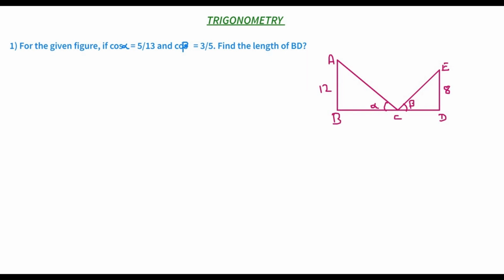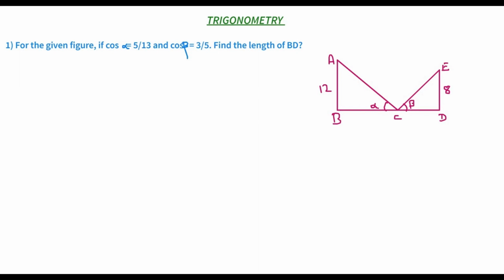So now let's see the first question for today. For the given figure, if cos alpha equals 5 by 13 and cos beta equals 3 by 5, find the length of BD. So our question is, cos alpha equals 5 by 13 and cos beta equals 3 by 5, find the length of BD. So they are asking us the length of BD, and the figure is given here.